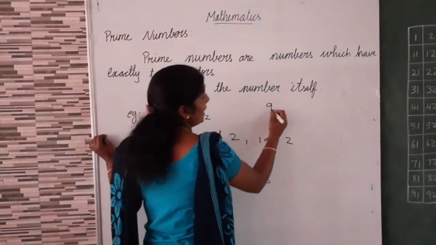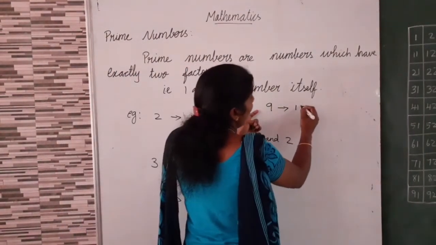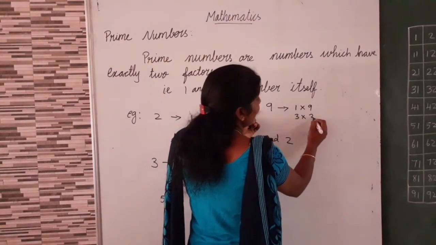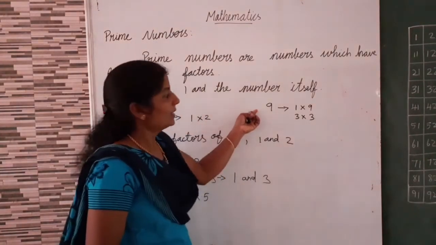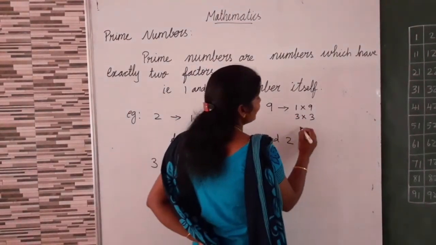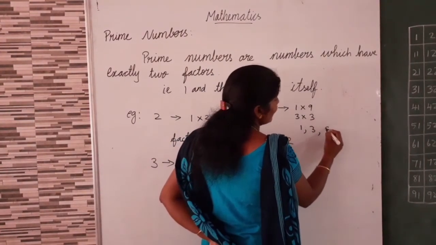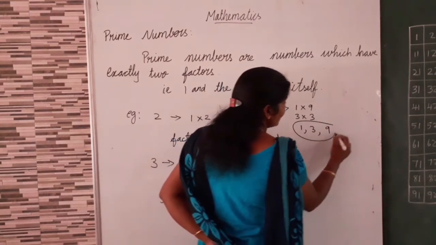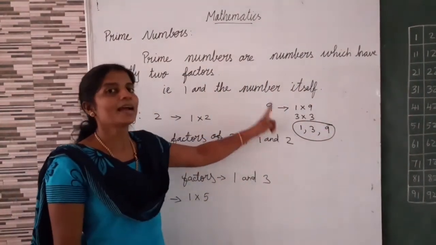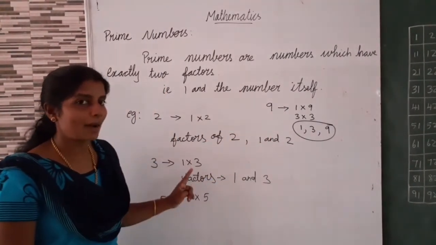Now 9. 9 is an odd number. What are the factors? 1 into 9, then 3 into 3, then 9 into 1, isn't it? So we got the factors 1, 3 and 9. That is 3 factors, more than 2 factors. So 9 is a composite number. 9 is not a prime number.